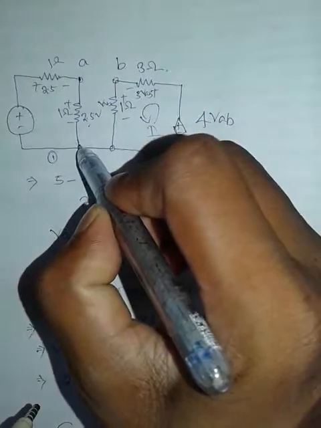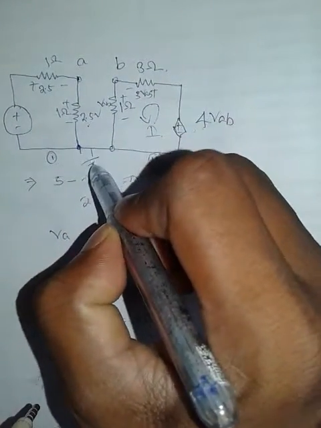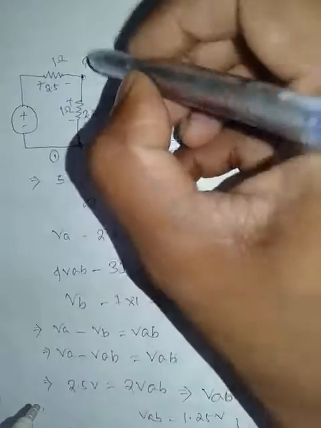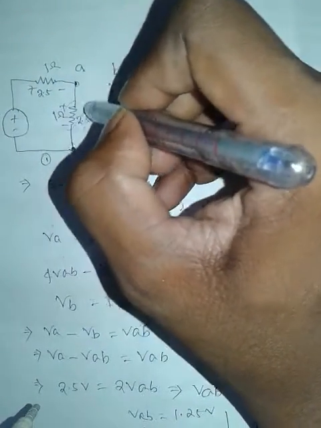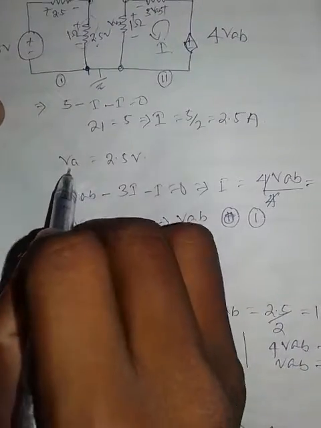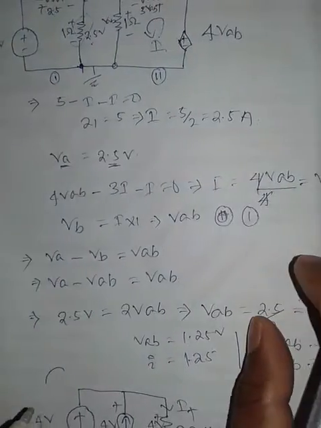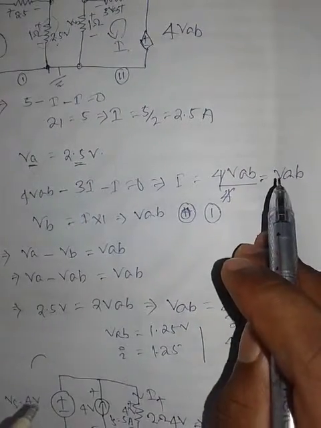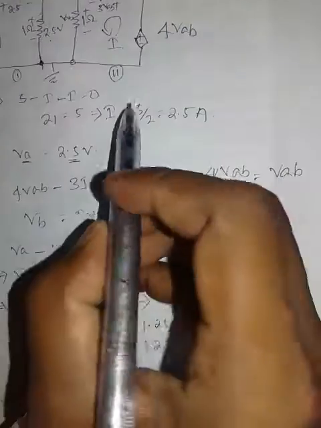Consider this point as a ground. So this is ground, and this VA is the potential across this one. So VA we are getting 2.5 volt. So apply KVL in this loop.